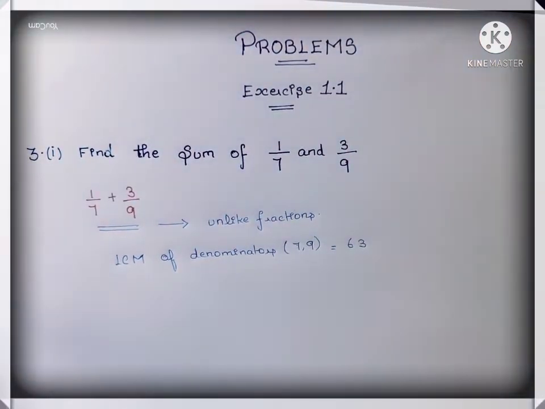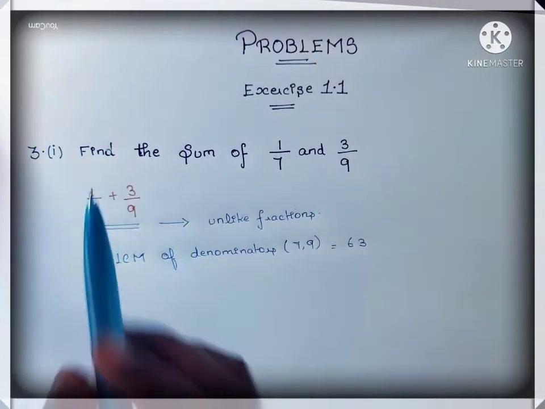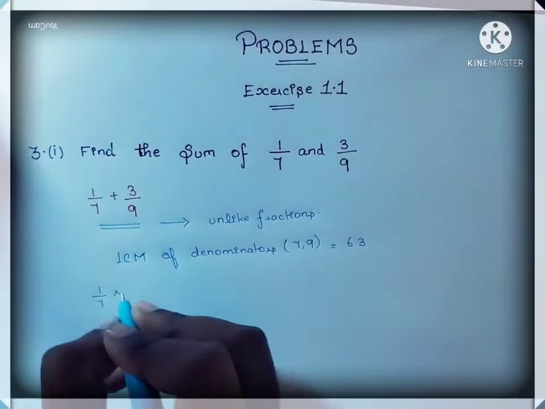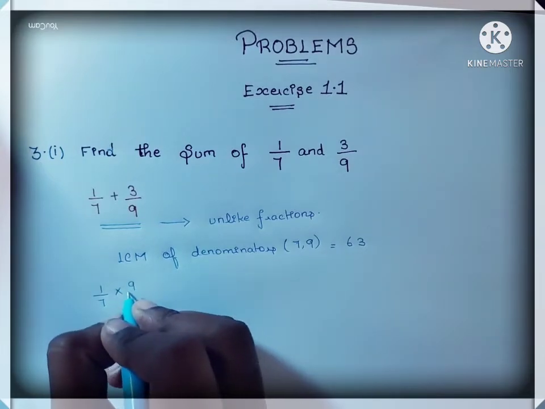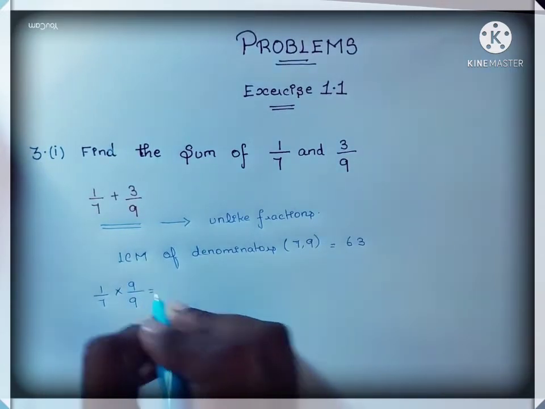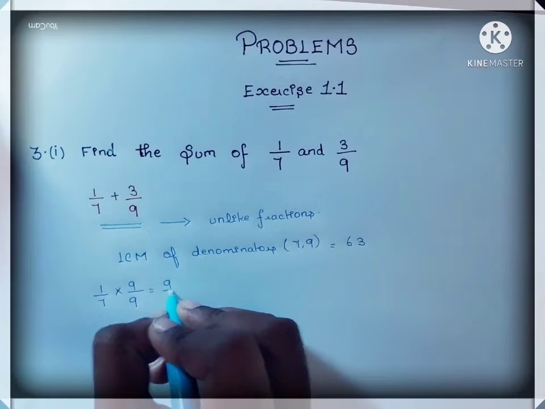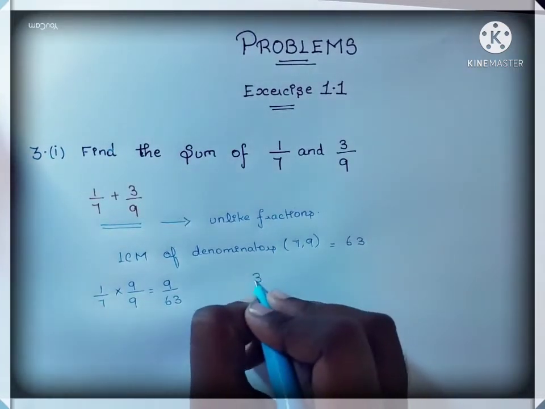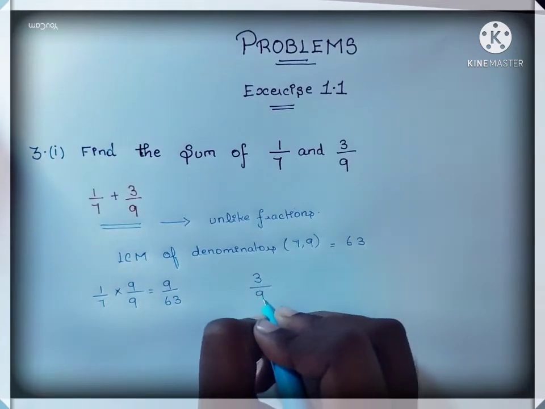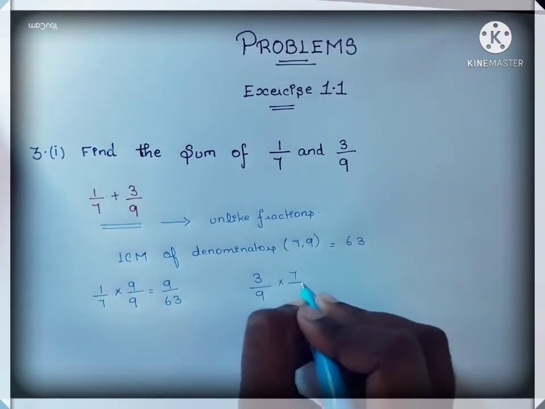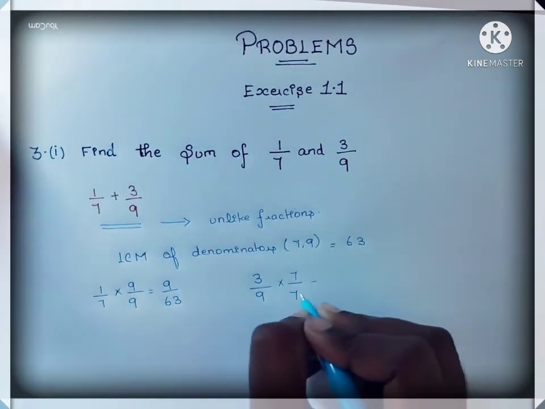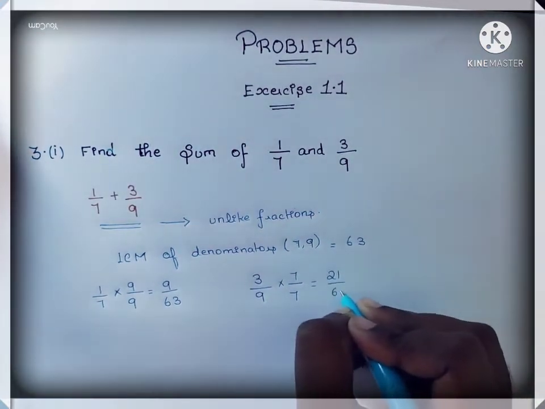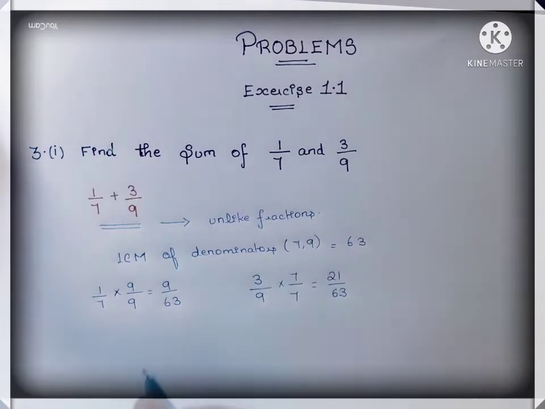So the next step is we need to find an equivalent fraction for each of the unlike fractions given. To find an equivalent fraction for 1 by 7, we multiply the numerator and denominator by 9, and so we get 9 by 63. Similarly, we multiply the numerator and denominator of the second unlike fraction, 3 by 9, by 7, so that we get an equivalent fraction 21 by 63.